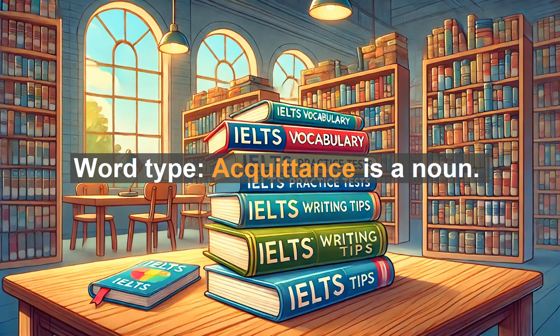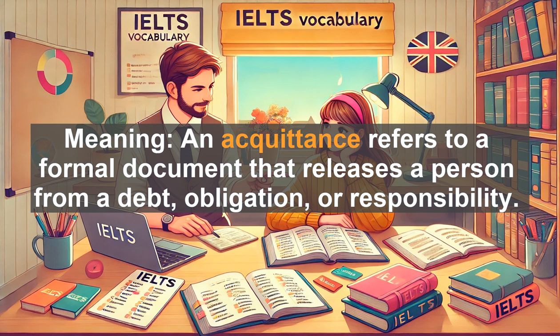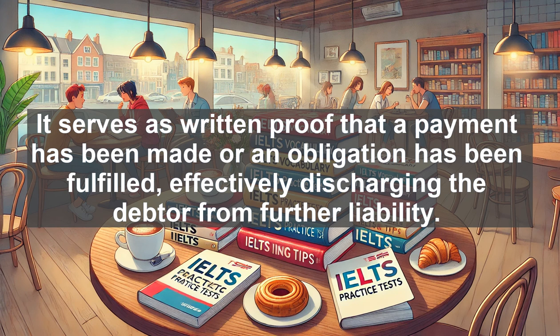Word type. Acquittance is a noun, meaning an acquittance refers to a formal document that releases a person from a debt, obligation, or responsibility. It serves as written proof that a payment has been made or an obligation has been fulfilled, effectively discharging the debtor from further liability.